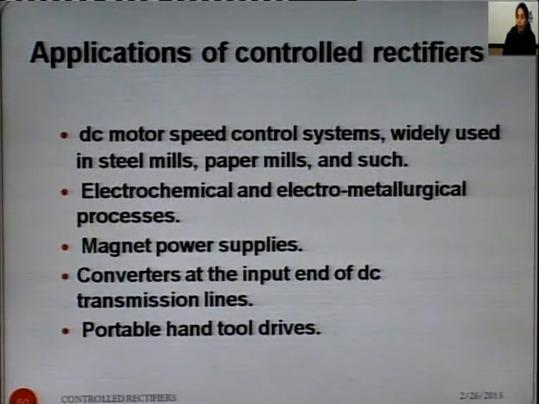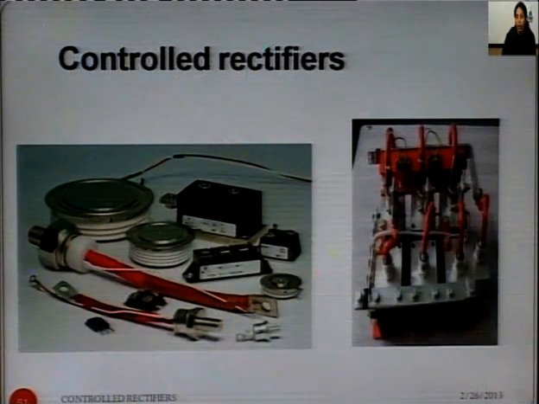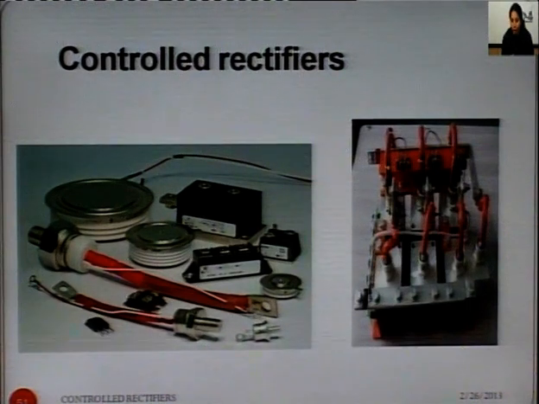Further, the applications of controlled rectifiers. In DC speed control systems, they are widely used in steel mills, paper mills, and in electrochemical and electrometallurgical processes, in magnet power supplies, or in converters at the input end of DC transmission lines, or in portable hand tool drives. And the last one shows some pictures of controlled rectifiers, how they look. Practically we have seen that the SCR looks like this.